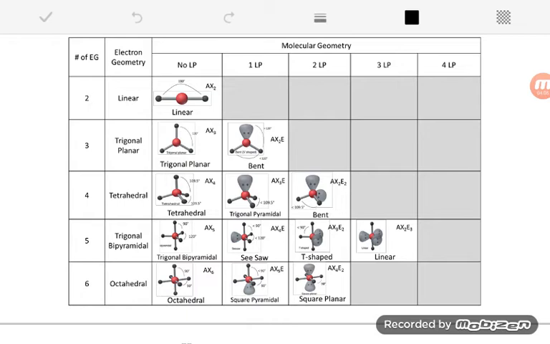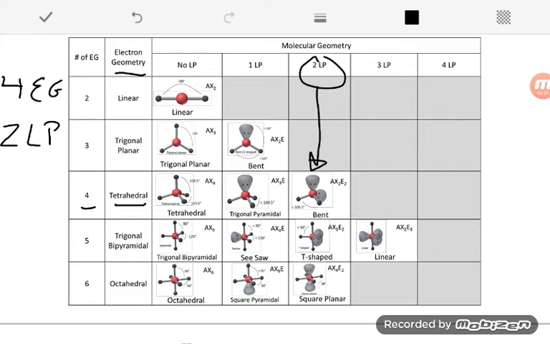So if we go back to our example of water, we said it had 4 electron groups and 2 lone pairs. So we would come down and say, okay, 4 electron groups, that means its electron geometry is tetrahedral, but it had 2 lone pairs, which means its molecular geometry would be bent. Electron geometry tetrahedral, that's how it's arranged, that's how its electron groups are arranged.